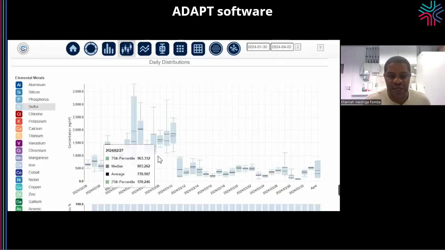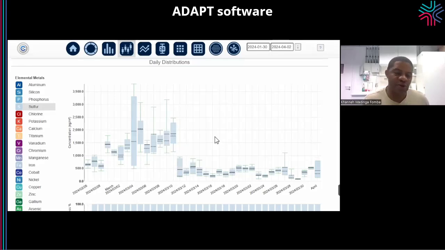Here you can see the daily distribution of sulfur. All of these measurements were done for a 2-hour time frame, so there will be some averaging to get them into the daily distributions. You can see the quarter ranges, the mean, the median.